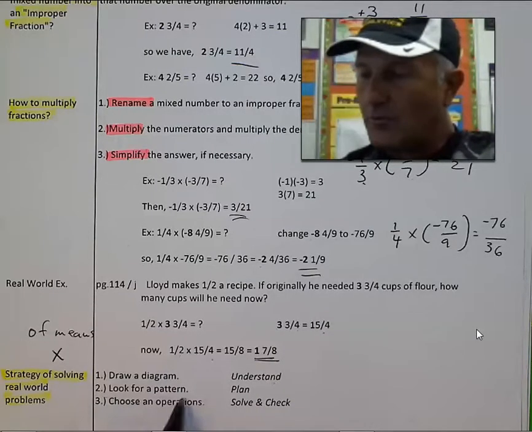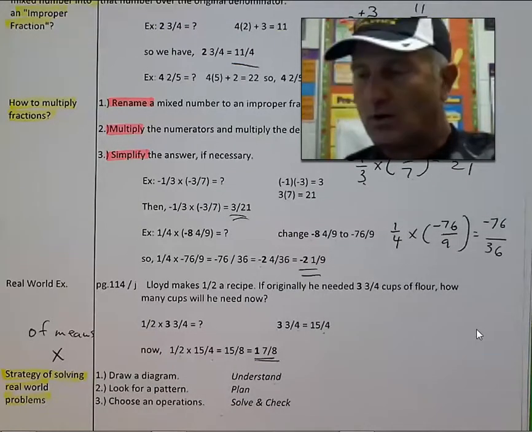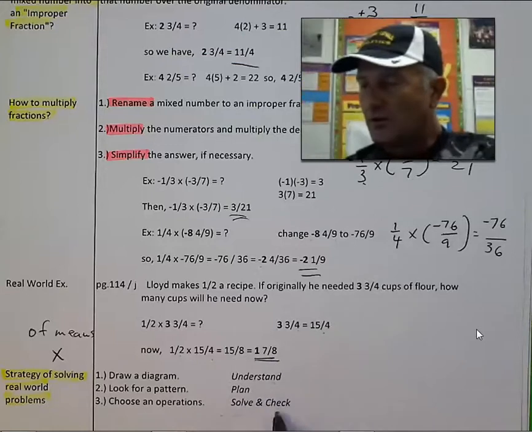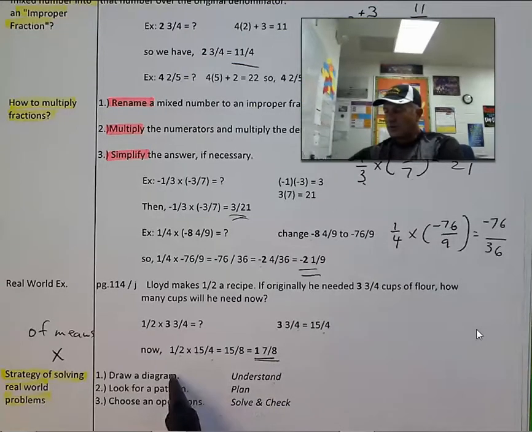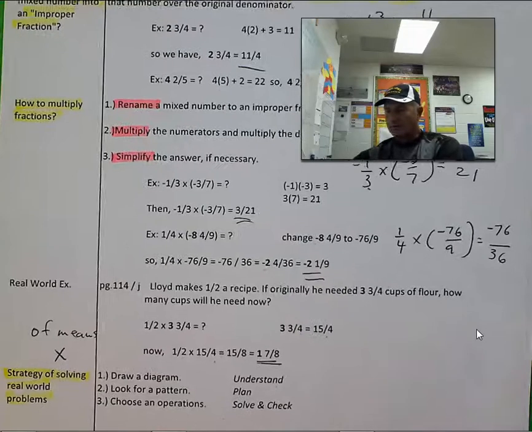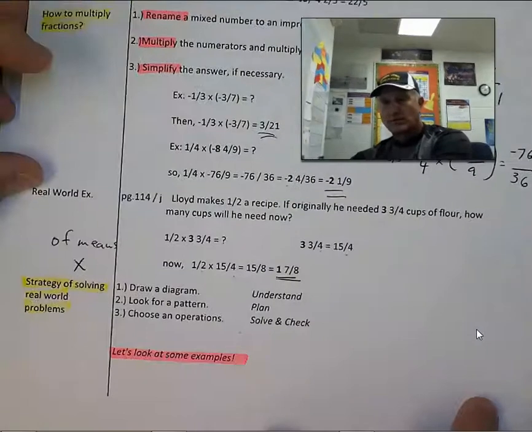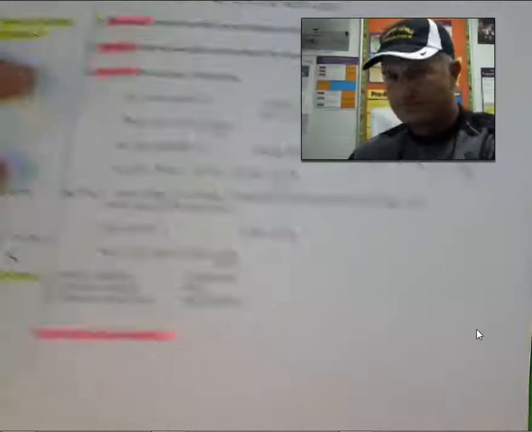So we draw a diagram to understand. Then we look for a pattern, so we can create our plan, and then we choose an operation. We go ahead and we solve and check it. So understand your problem, make a plan, solve and check, and we can do that by drawing a diagram, looking for any patterns, and then set up our equation or our problem to solve it. Okay, so let's look at some examples.